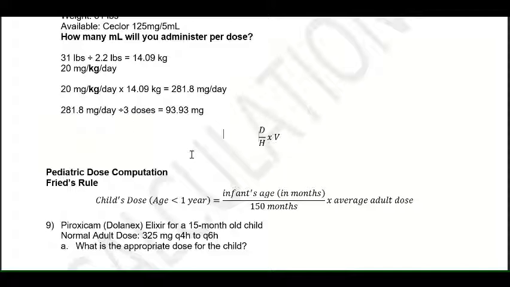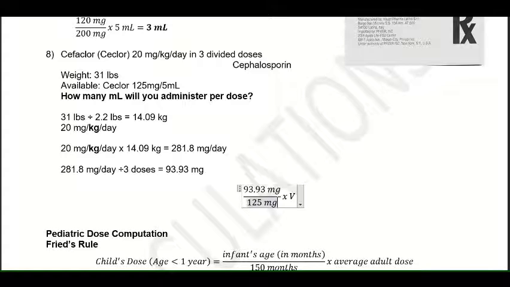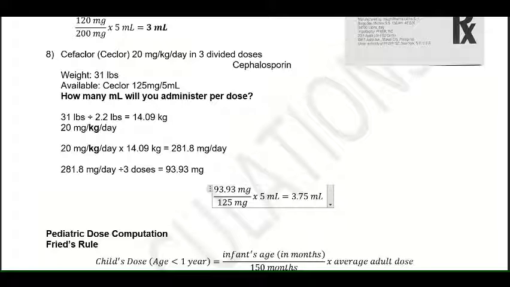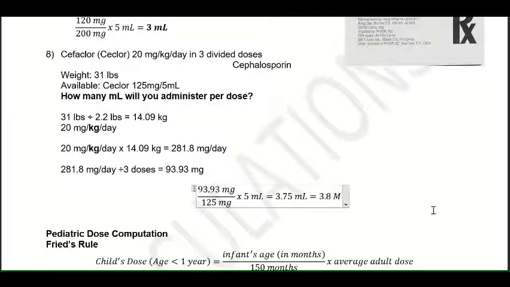Yes, my desired is 93.93 milligrams, and on stock is 125 milligrams times the volume, which is 5 ml. So 93.93 divided by 125 times 5. That will give us a value of 3.75 ml. Do we end there? No, because I cannot measure 0.75. So let's make it 3.8 ml.